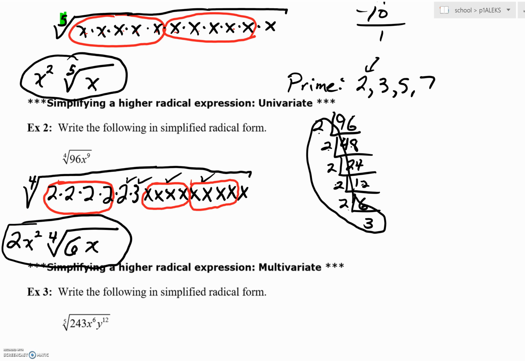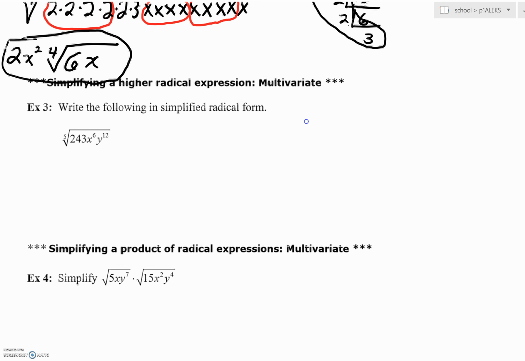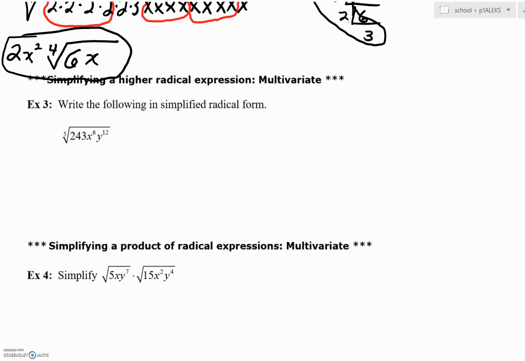It's very much the same mentality. It's just that instead of looking for groups of 2, you look for the number of groups that the radical tells you to. So, if you had a 5th root, for example, that means you're going to look for 5 of the same number.